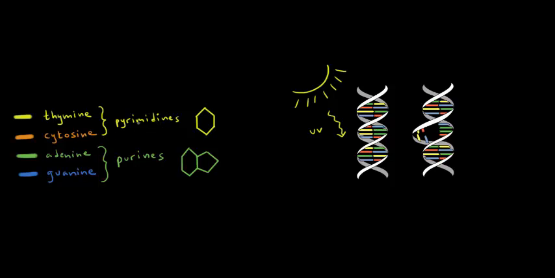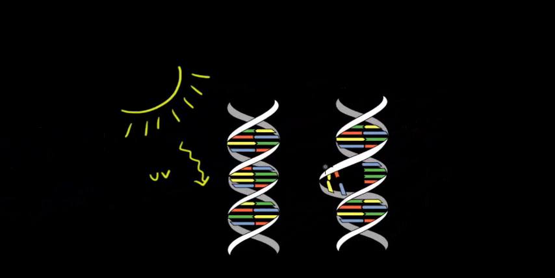It's just to help us remember which colors represent which nitrogen bases. So yellow represents the nitrogen base thymine, the orange bases represent cytosine, the green bases represent adenine, and the blue bases represent guanine. Back to our DNA that's being damaged: if you look over here, there are two thymine bases that are kind of stuck together.